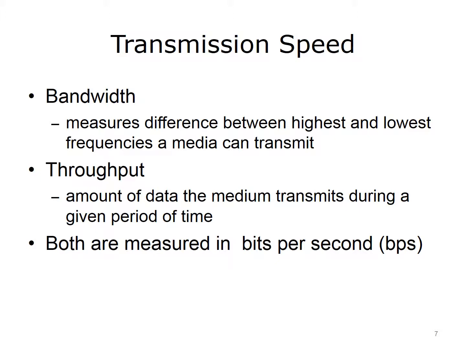Bandwidth is a measurement of the difference between the highest frequency and lowest frequency that a media uses. Medium or media is the type of cable or wireless that carries the signal between devices. Bandwidth is theoretically the maximum amount of data that a particular media can carry. Throughput is the actual amount of data that is being transmitted on the media at a given period of time. Throughput is almost always lower than bandwidth.